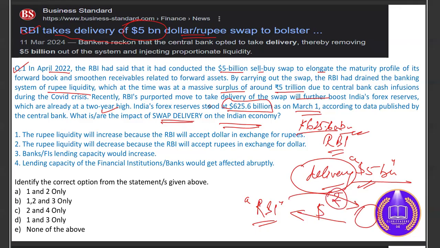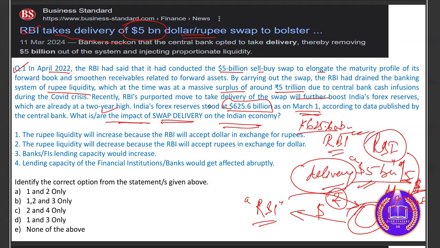What happened after the COVID crisis was that the market had a surplus of rupee. At that very time, what RBI did was take the swap mechanism. It means RBI sucked out rupee from the market, and in return it pushed dollar into the market. But after 2 years, on 1st of March, it has taken that delivery.